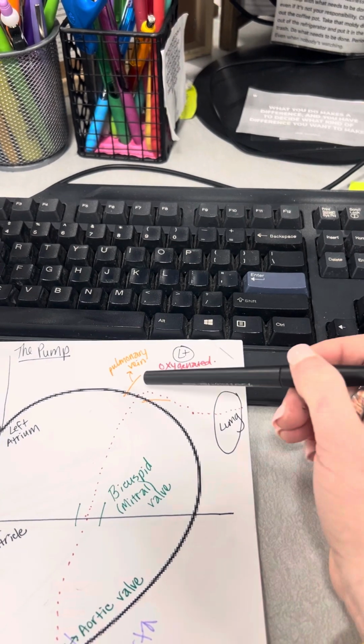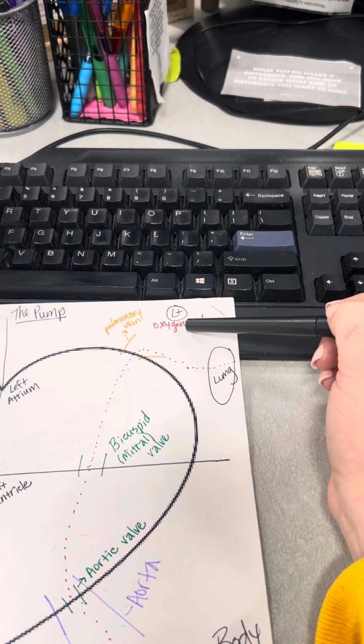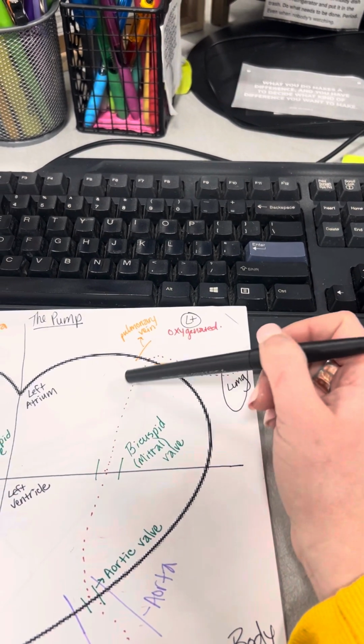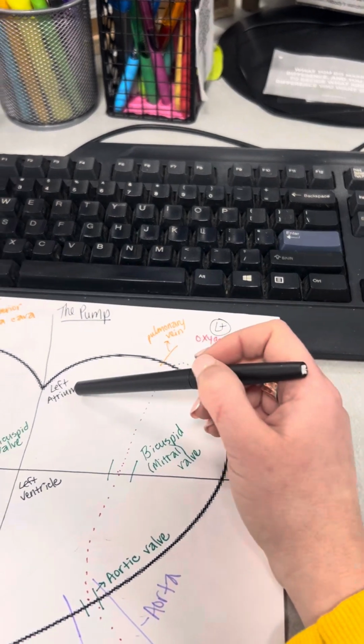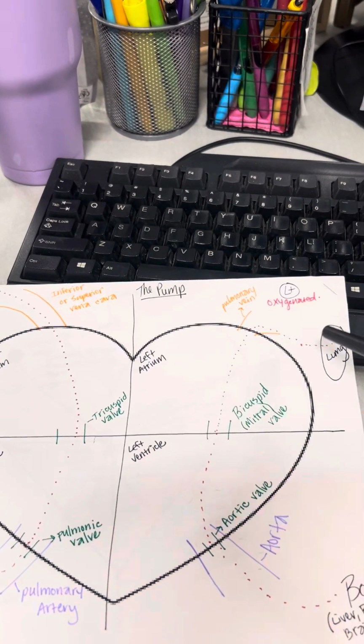So when it enters the left side of the heart, it is now oxygenated. Okay, so it's oxygenated, and we enter through the pulmonary vein because we know we enter the heart through veins. So we enter through the pulmonary vein into the left atrium. The difference is we are now oxygenated, okay?